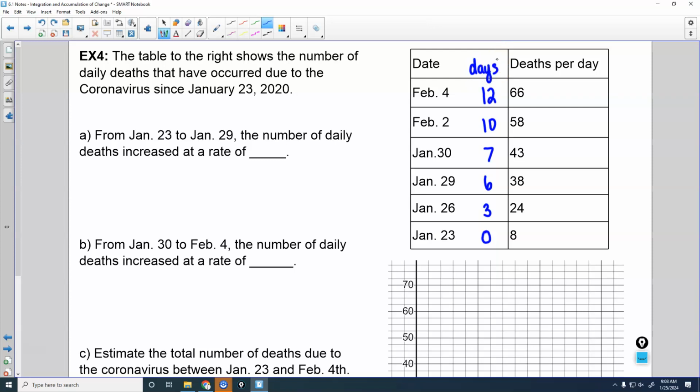Okay? So from January 23rd, which is our 0, right, to the 29th, which is 6, I'm looking at the rate at which this increased. So I would do 38 minus 8 over 6 minus 0. So 30 over 6, which will give us 5. What are the units on that? Deaths per day, or deaths per day squared.